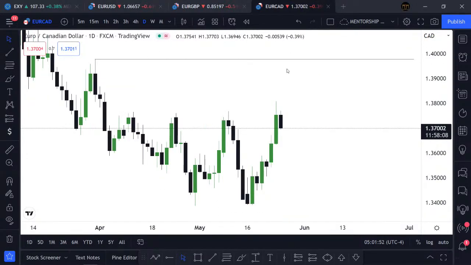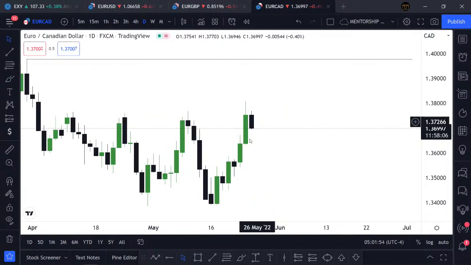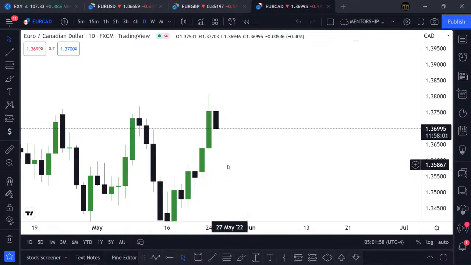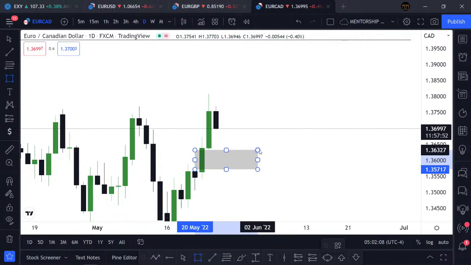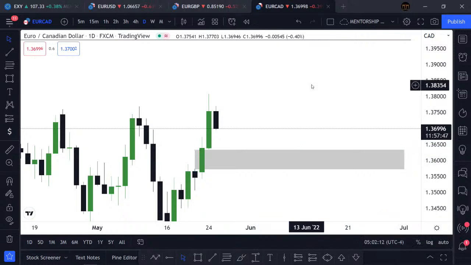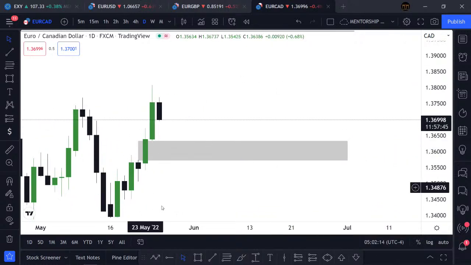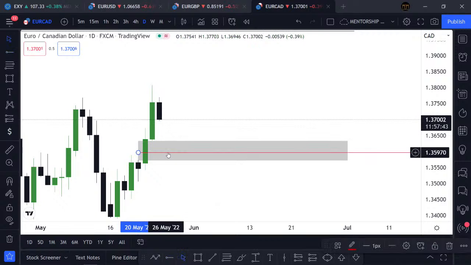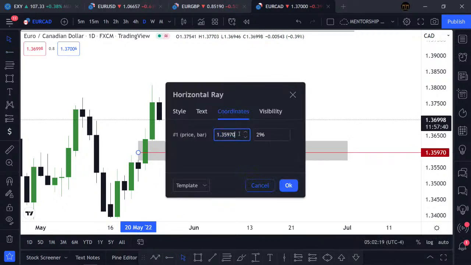euro pound. I'll be looking at this imbalance on the euro Canadian dollar. Now, in this imbalance, we have a 50 level to keep price above it. Let's look for that 50 level. Okay, it is below that.